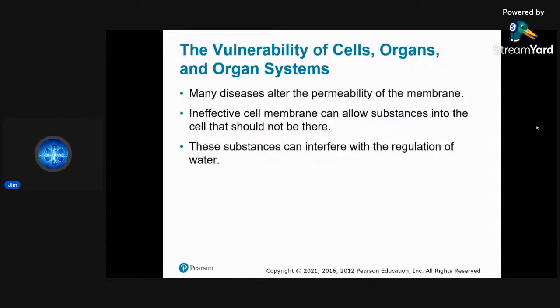The vulnerability of cells, organs, and organ systems. Diseases can alter the permeability of a membrane, which means if they become less permeable, then they can't get glucose and other electrolytes and water into the cell. Or if they get too permeable, they'll lose all their water out of the cell. An ineffective cell membrane can allow substances into the cell that shouldn't be there. And these substances can interfere with the regulation of water, like your proteins, right, that move water back and forth.